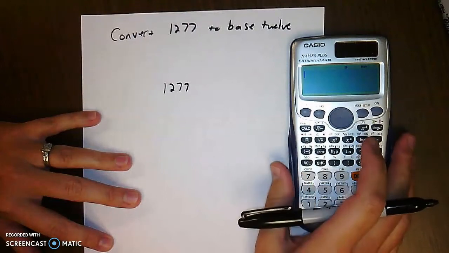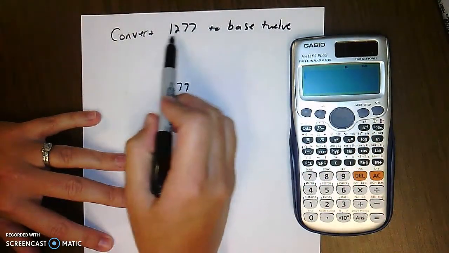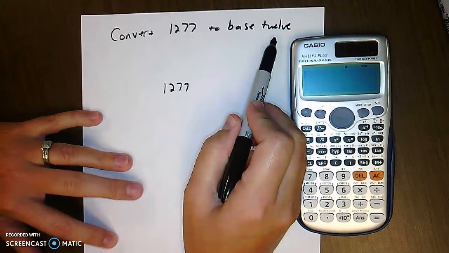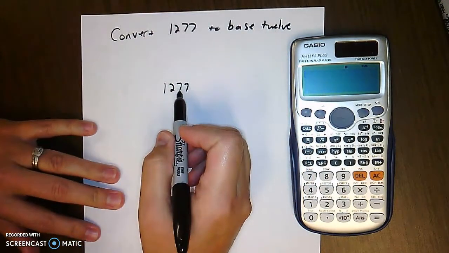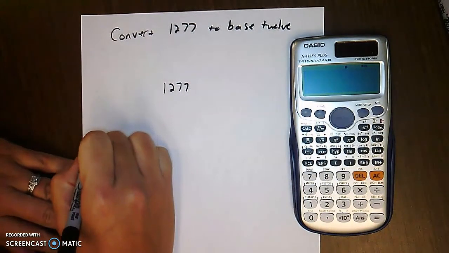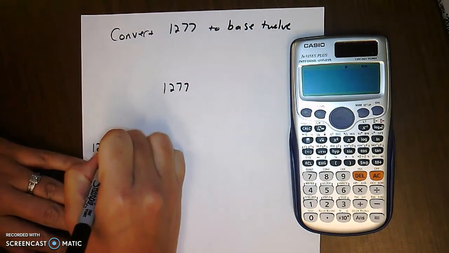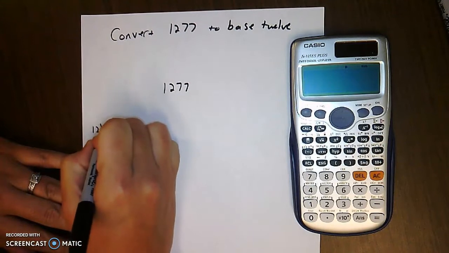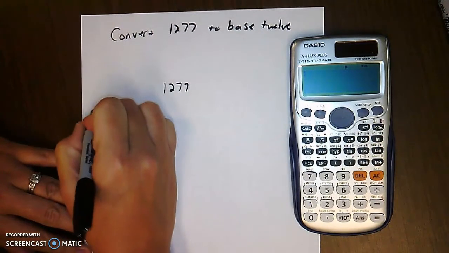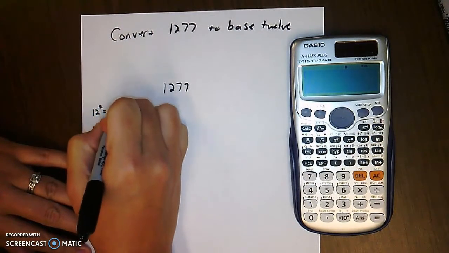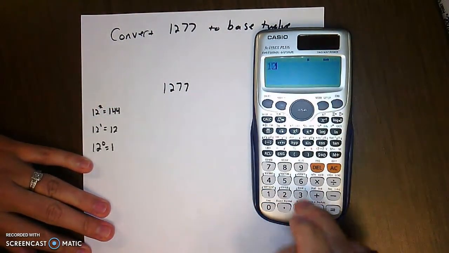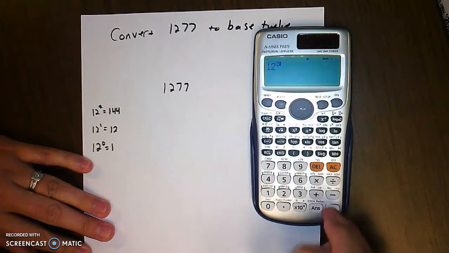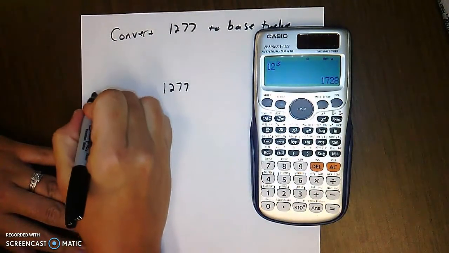Okay, so here we are asked to convert a base 10 number into base 12. So we have our number 1,277, but let's run some powers of 12 out. 12 to the 0 is 1, 12 to the first is 12, 12 squared is 144, and that's all I know. So 12 to the third, oh yeah, that's going to get too big, isn't it?